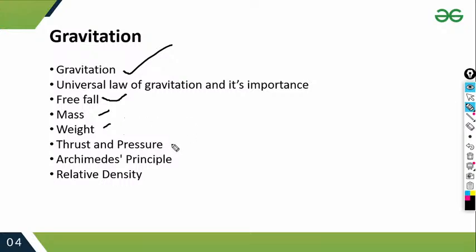Then we will be seeing thrust and pressure, and also pressure in liquids. We are going to see all of that. You guys know that liquid also exerts some pressure, so that is thrust, and you know that thrust upon area is pressure. This is some very basic knowledge. I'm giving you very basic knowledge of these things. We'll cover all of that entirely and deeply in our upcoming sessions.